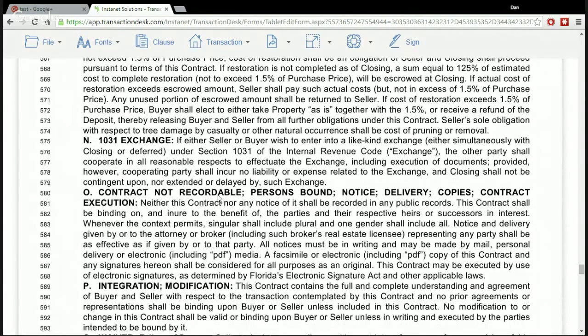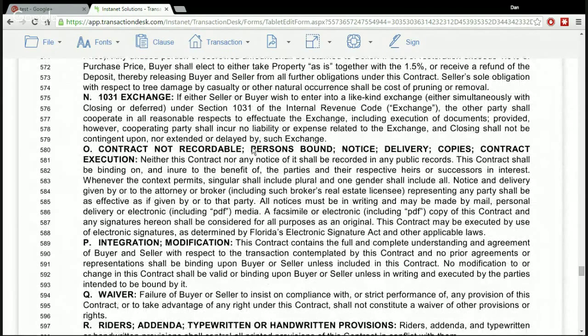This contract is not recordable in public records. This talks about the people that are bound. It's bound on, I believe, parties and their respective heirs or successors. Okay.